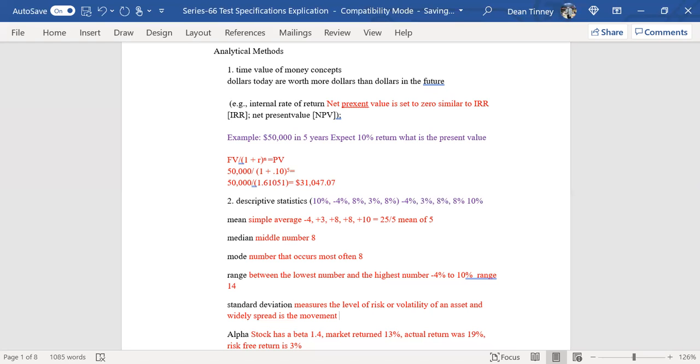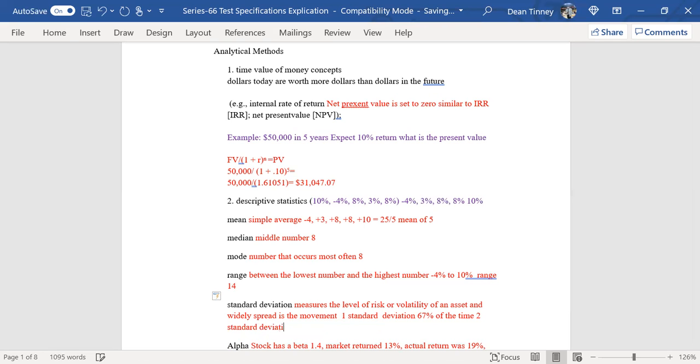If you're not a math person, I would know that 1 standard deviation, let's just put a measurement here, 1 standard deviation means that the dispersal, the volatility, will be within those, whatever those 2 numbers we establish are, 67% of the time. And 2 standard deviations means it would be within that 92% of the time, that dispersal, that volatility.